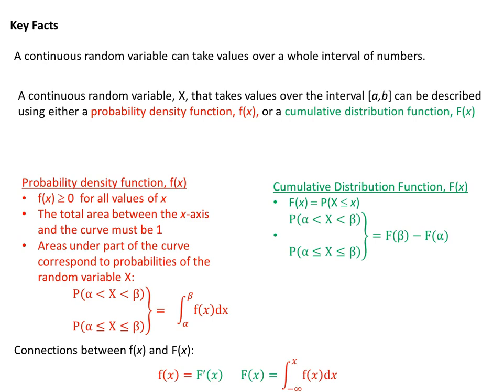The probability density function, little f of x, is the derivative of the cumulative distribution function, and the cumulative distribution function is the integral between minus infinity and x of f of x dx. So in other words, to find the probability density function from the cumulative distribution function, we must differentiate. To find the cumulative distribution function from the probability density function, we must integrate.